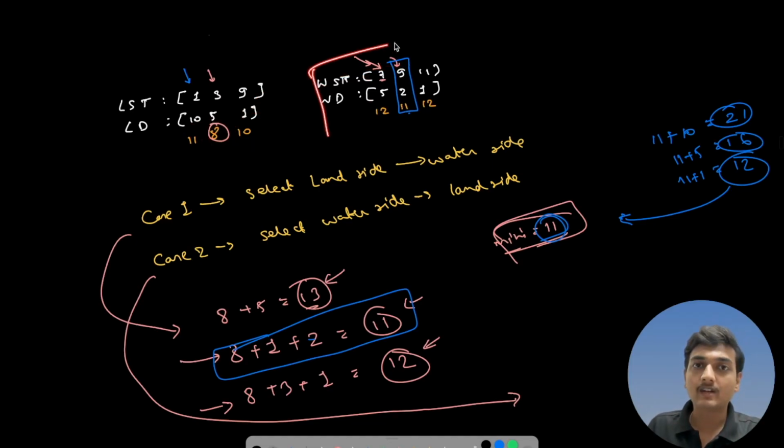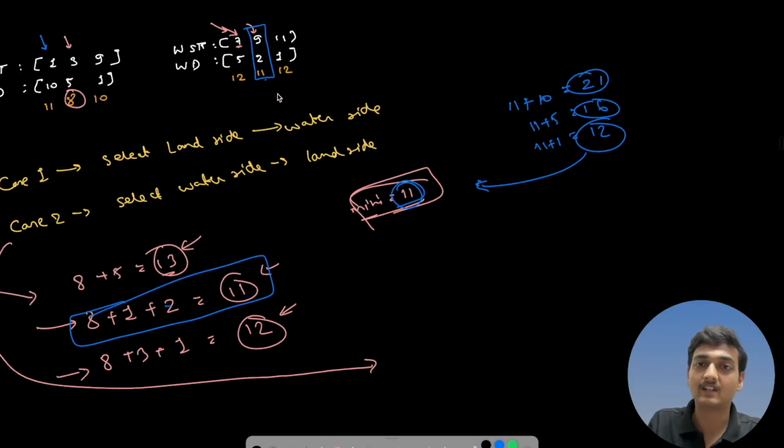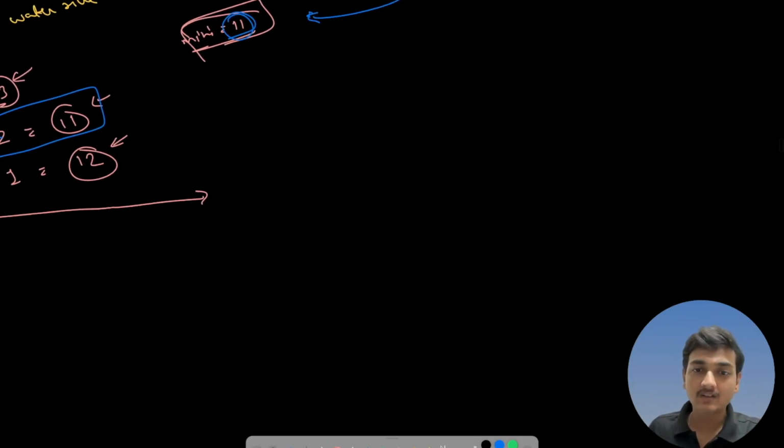So if I select water first, which one will you select? I think 11, because this is 12, this is 12, this is ideally small. So you will pair up this with all these three and see which one is giving you the most minimal answer. Okay, so let me write down these things quickly.